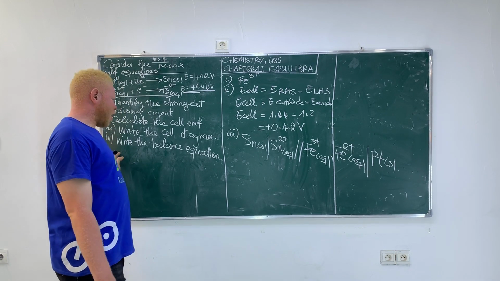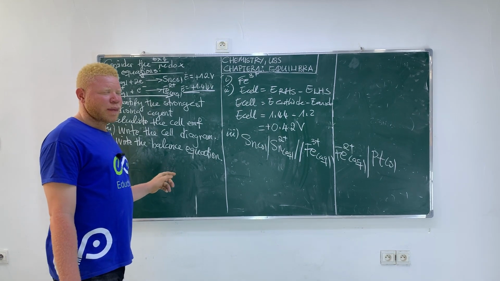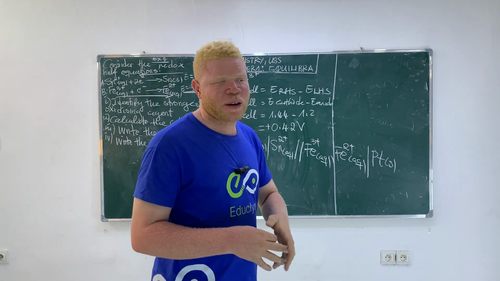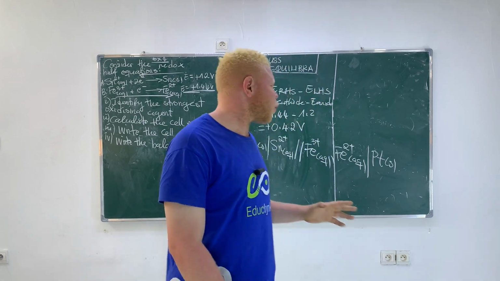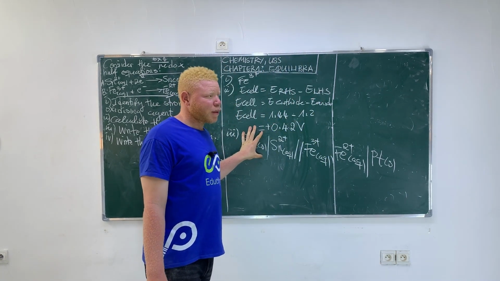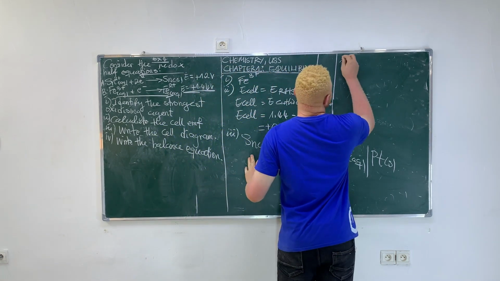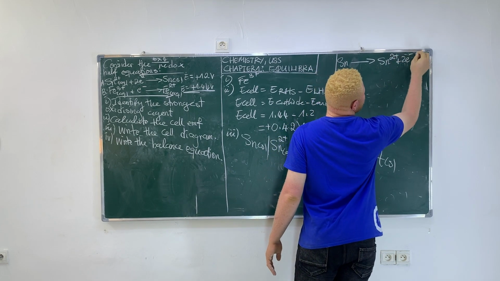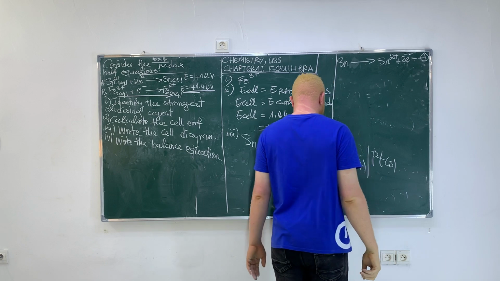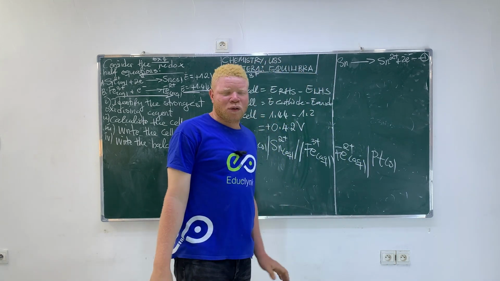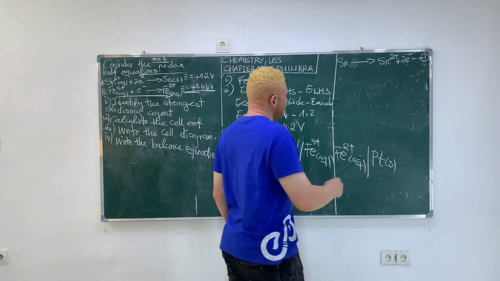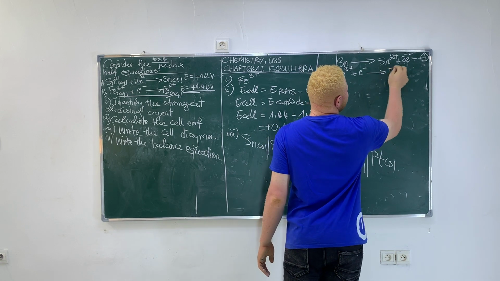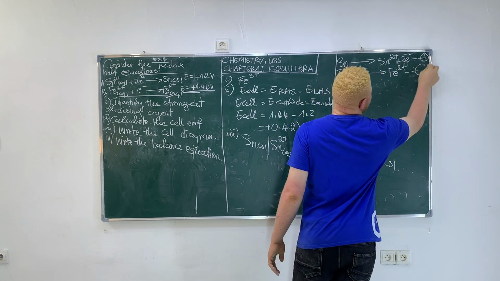The last question was to write a balanced equation. Very important. To write a balanced equation, you start with the anode. The balanced equation is gotten from this cell diagram. So at the anode, Sn is oxidized to Sn2+ plus 2e-. I call it equation 1. At the cathode, reduction occurs. Fe3+ plus e- gives Fe2+. I call it equation 2.